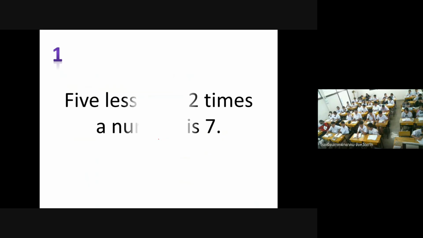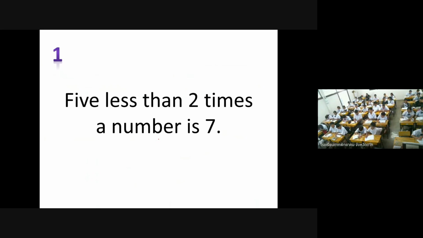Okay, everyone. Write the answer on your notebook. You don't need to copy, but if you want to copy, write the answer.